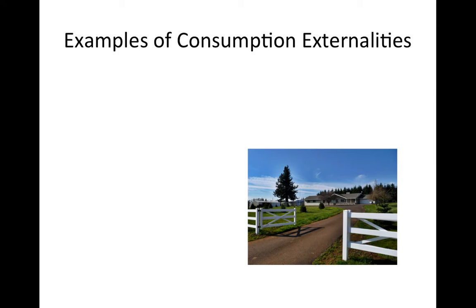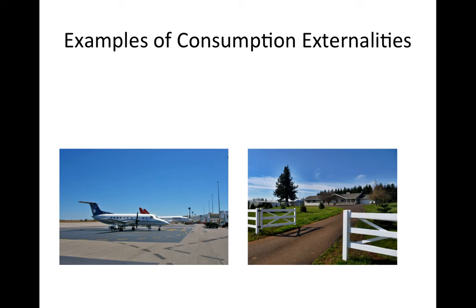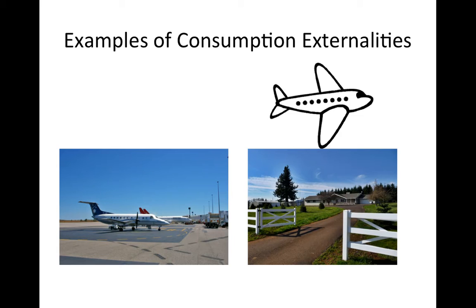Suppose that I live on a quiet neighborhood on the edge of town. Then a new airport is built, and the flight path of the planes is right over my house. Now I must deal with airplane noise night and day. The noise from the market activities occurring at the airport diminishes my utility from living in a quiet neighborhood. This is an example of a firm-to-consumer consumption externality.